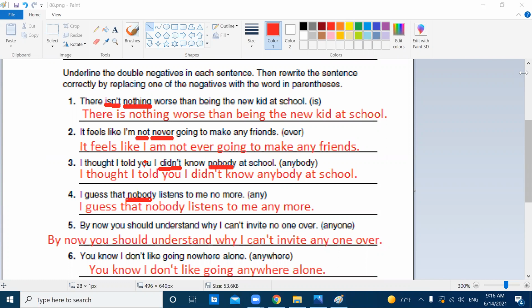We're looking for negative words. I guess that nobody listens to me no more. Remember, negative words have no. No, no more. That's it. Nobody and no.